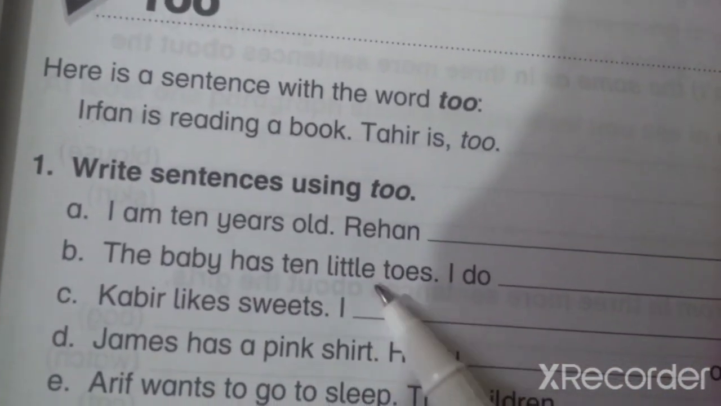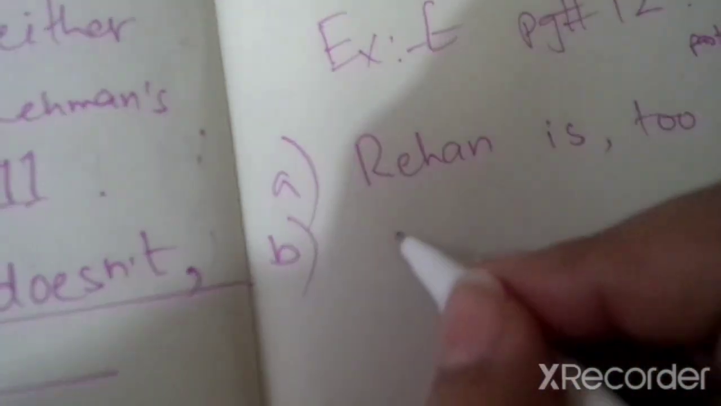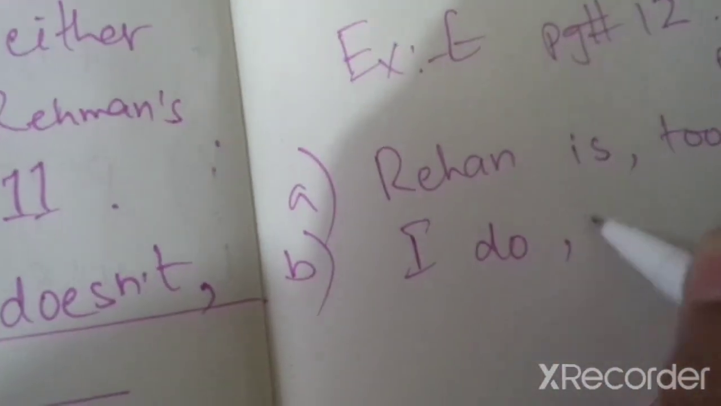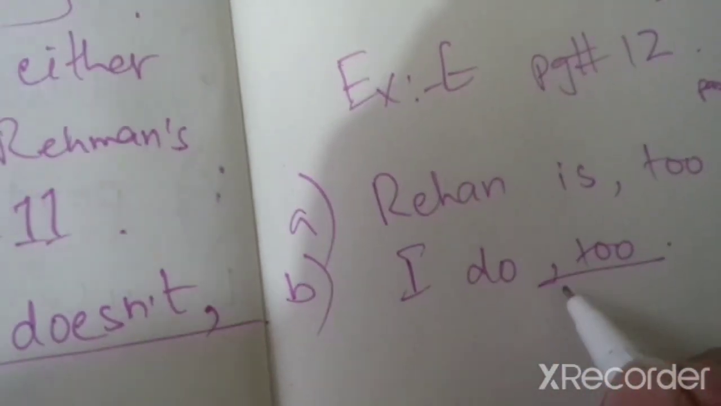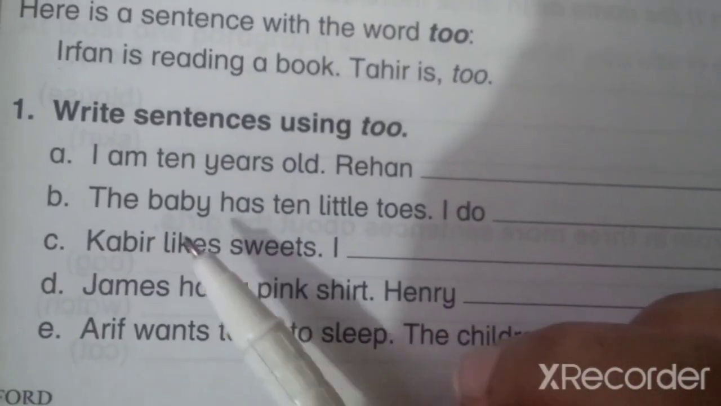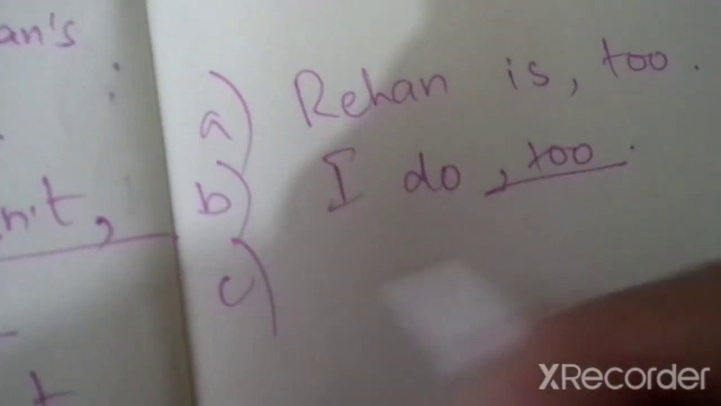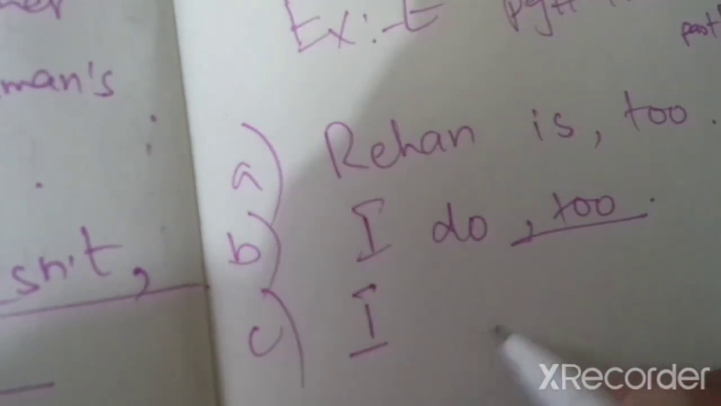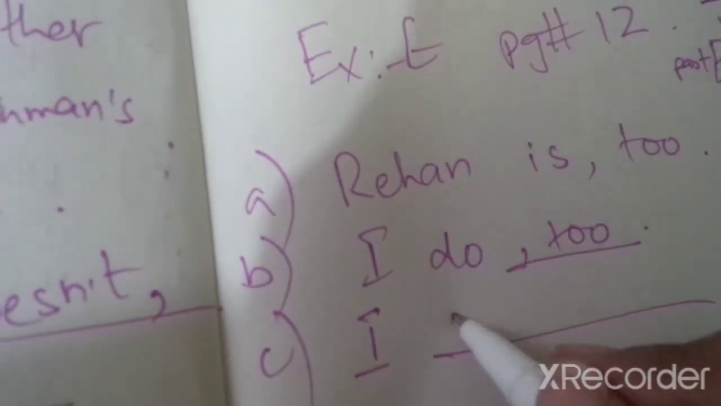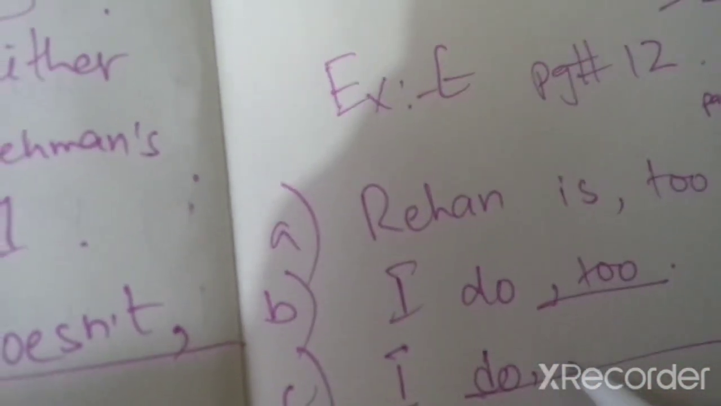B part. The baby has 10 little toes. I do, you just have to write too by adding comma. C part. Kabir likes sweets. I do too. See, likes. It's something that he's doing now. So you'll say I do too.